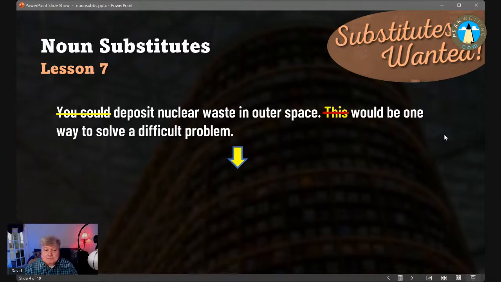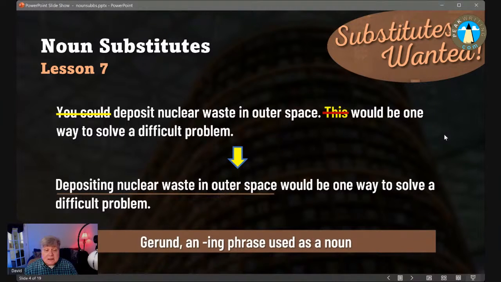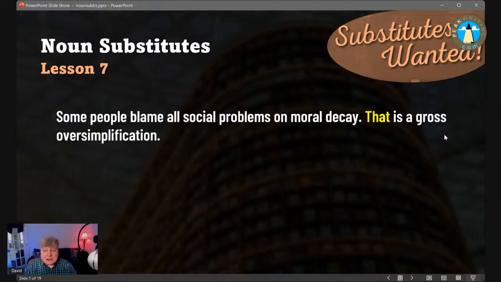Okay, and so to change that, we simply change the verb to an ing. That is how you create gerunds: depositing nuclear waste in outer space would be one way to solve a problem. We get rid of the you and we get rid of the vague pronoun this. And you see that to create a gerund, all you need to do is pick a verb and add an ing to it. Let's take a look at the second type.